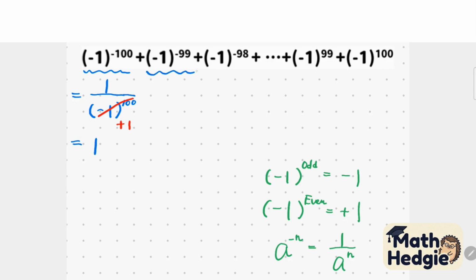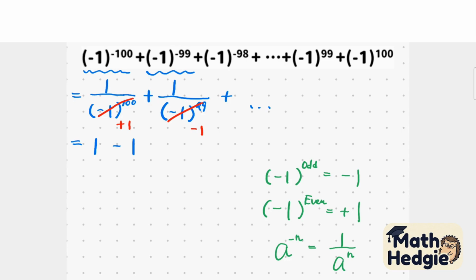Let's try the next one. Negative 1 to the power of negative 99. That's 1 over negative 1 to the power of 99. Since 99 is odd, negative 1 to the power of 99 equals negative 1. Therefore, 1 over negative 1 is negative 1. See the pattern already. The negative exponents aren't scary anymore. They just give us 1 or minus 1, exactly the same as positive exponents do.